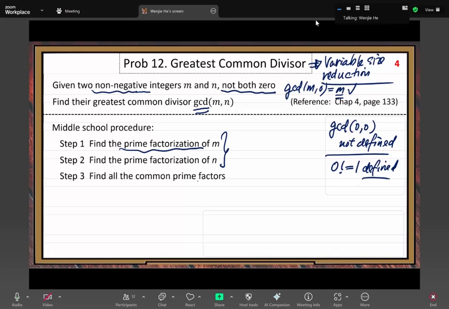What do we call it, power form, right? You have the prime power representation. Okay, yeah, form. So we use that standard form. So find all the common prime factors. Then, last step, compute the product of all the common prime factors. So that's our middle school procedure.